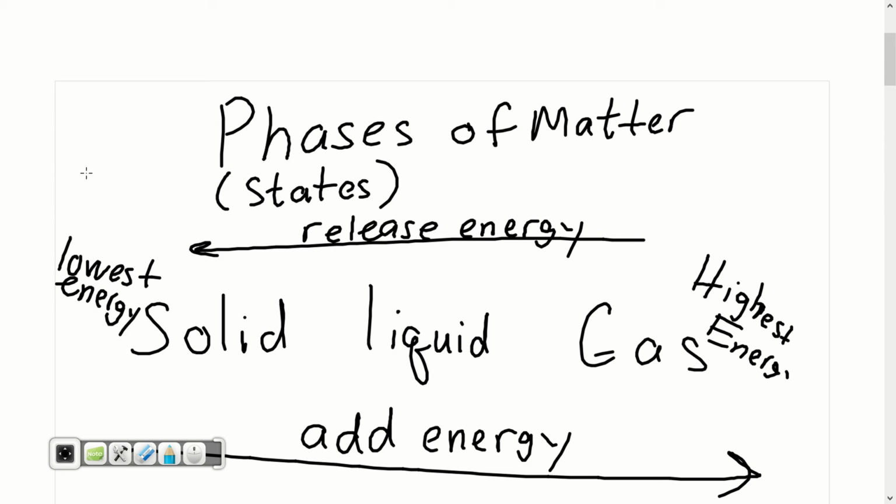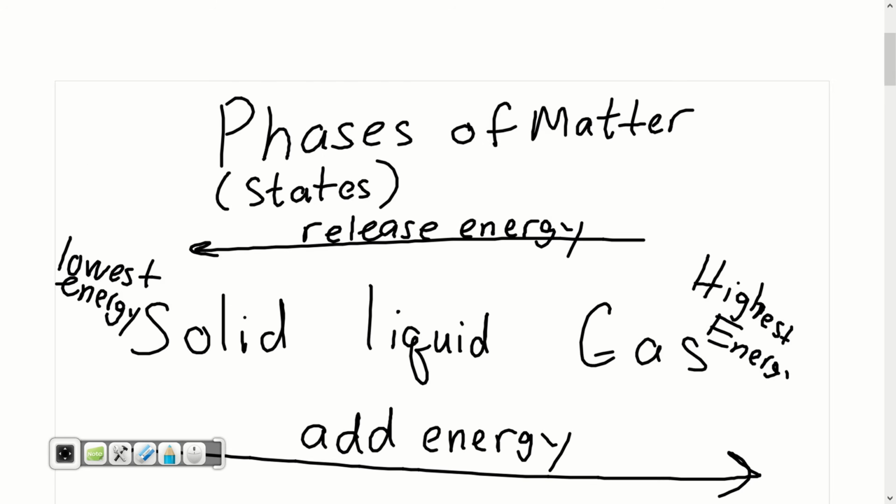We are finishing up our thermodynamic unit with a short talk about what happens with phases of matter and energy. Okay? Some of this is review. The first two slides are things we've done before, and then we're going to look at what are called heating curves that you're going to have to analyze.